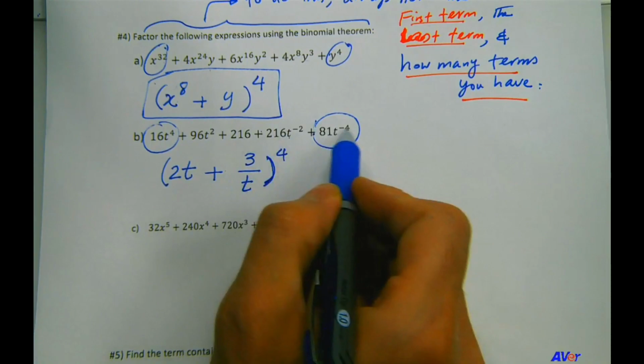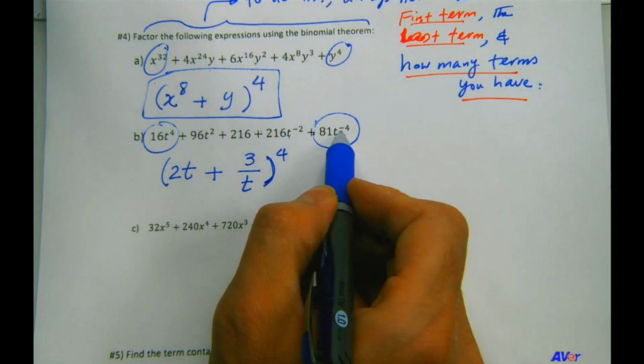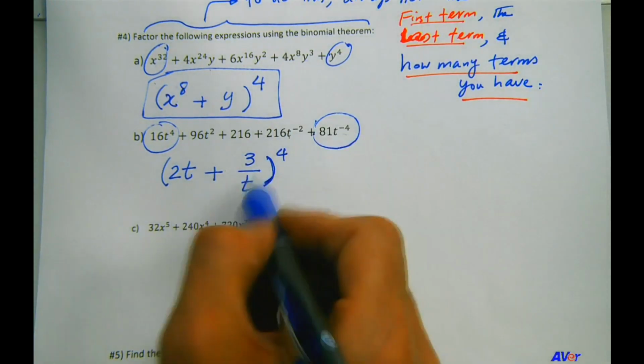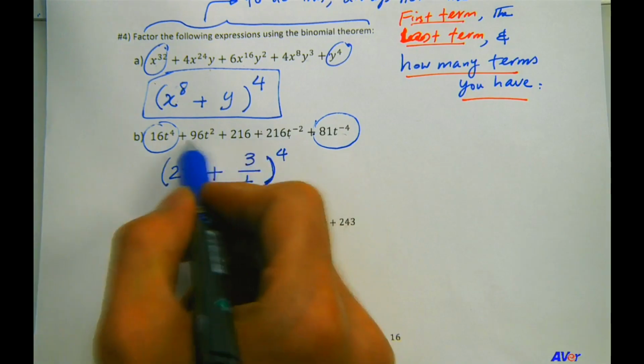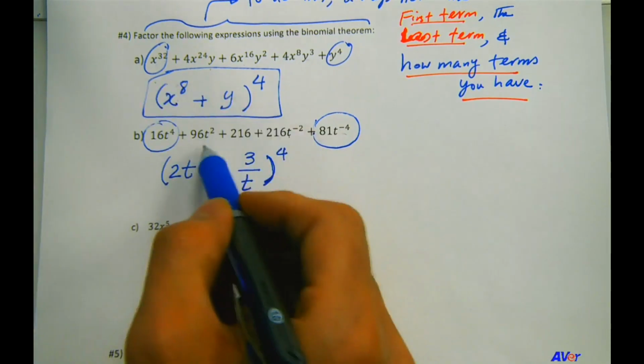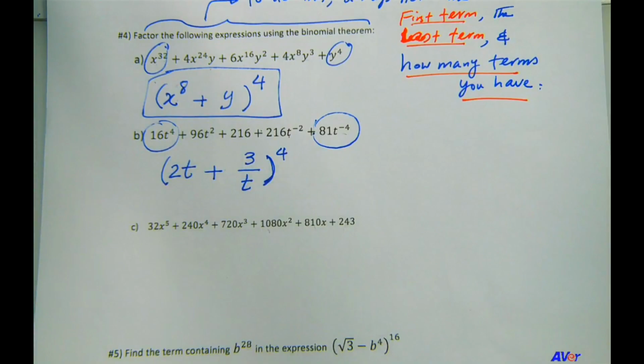Noticing that negative 4 is a clue to us that we must have t in a fraction form like that, in the denominator of a fraction. And all the coefficients that you see then will be calculated using the binomial and all of that. Okay? But that's that.